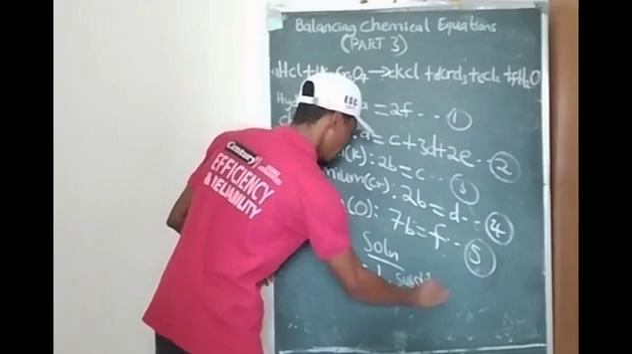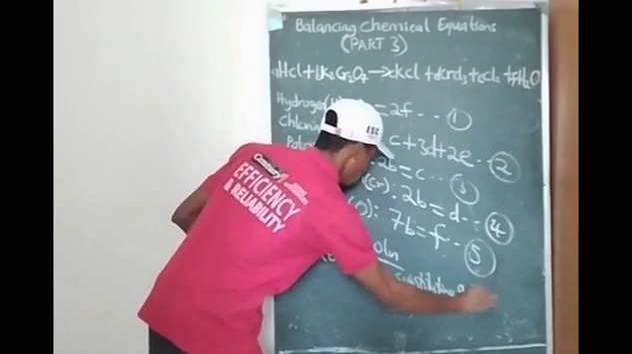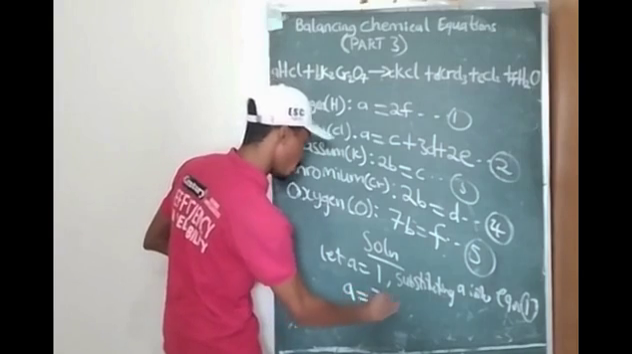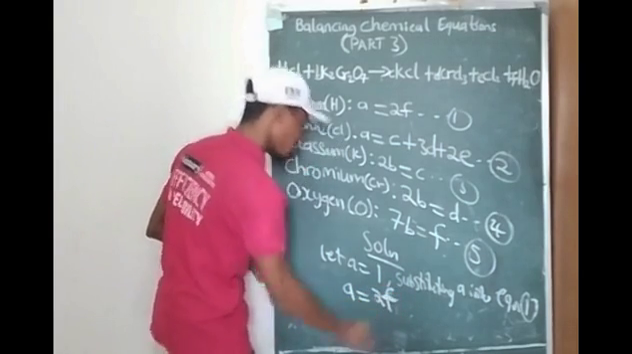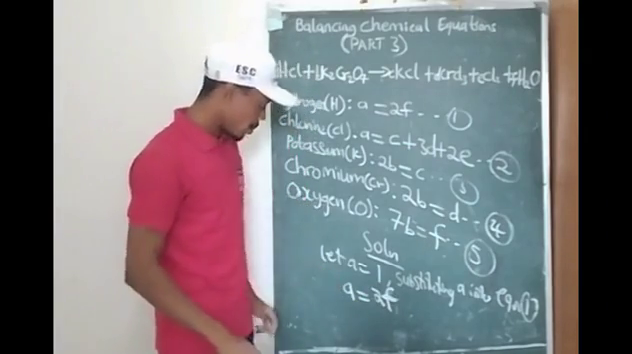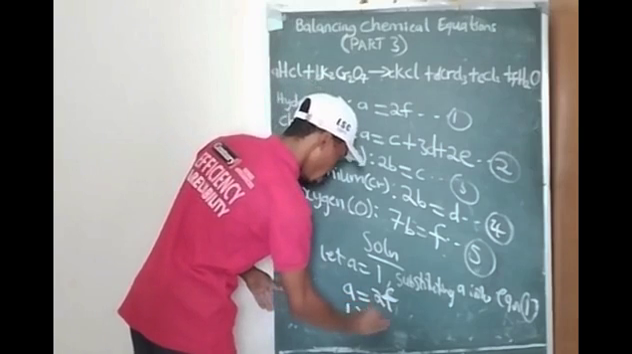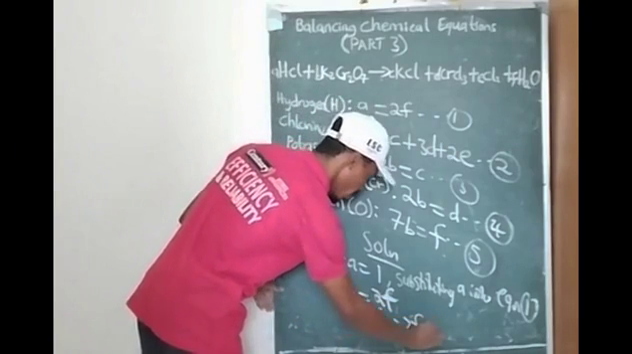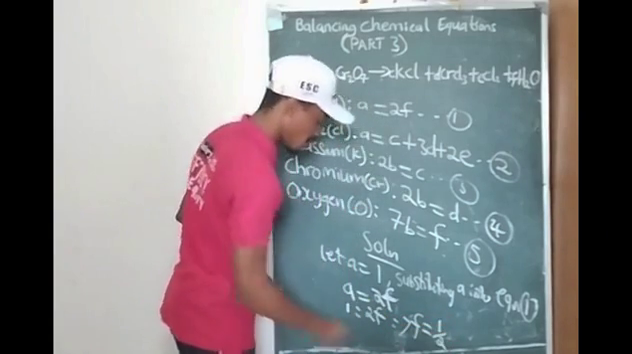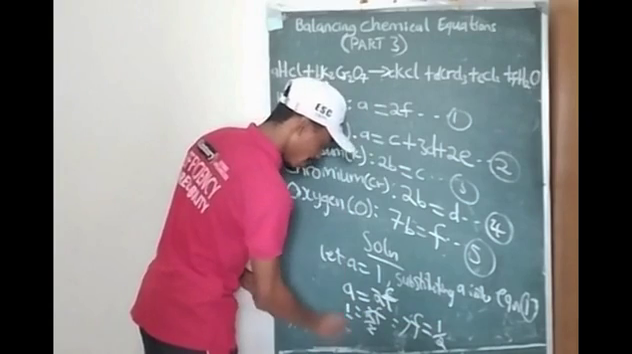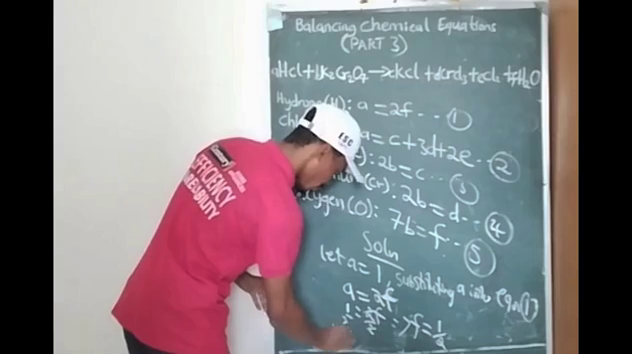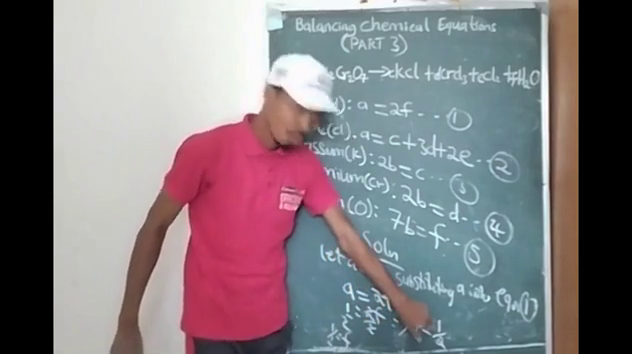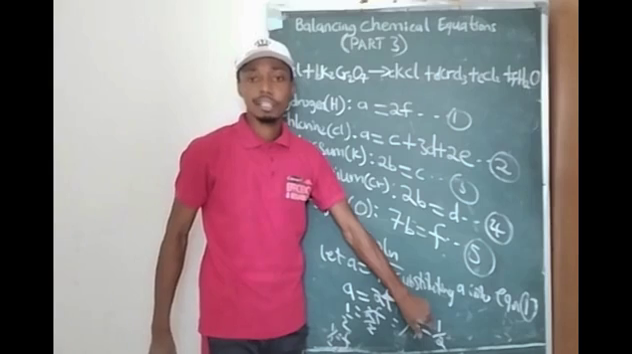Substituting this A into equation 1, which says A equals 2F, it now becomes 1 equals 2F. That means F equals 1 over 2. Of course, if you divide both sides by 2, 1 over 2 equals F. This means that F equals 1 over 2.